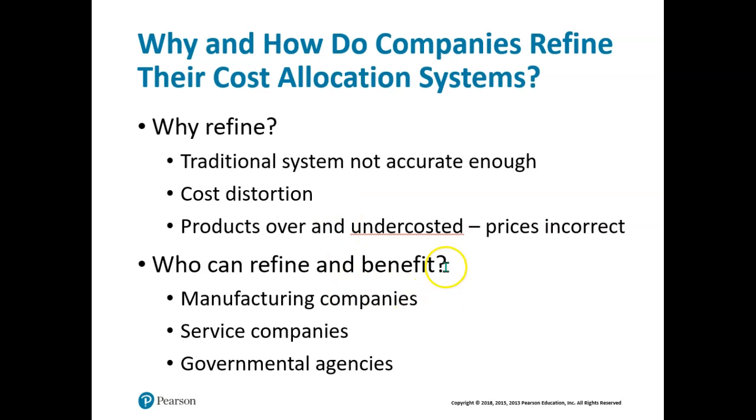So who can refine? Who can benefit from this? Manufacturers, service companies, and governmental agencies, because different activities cost different amounts. Okay, so if you want to get a handle on your costs, you've really got to know where they're caused and how you can control them.